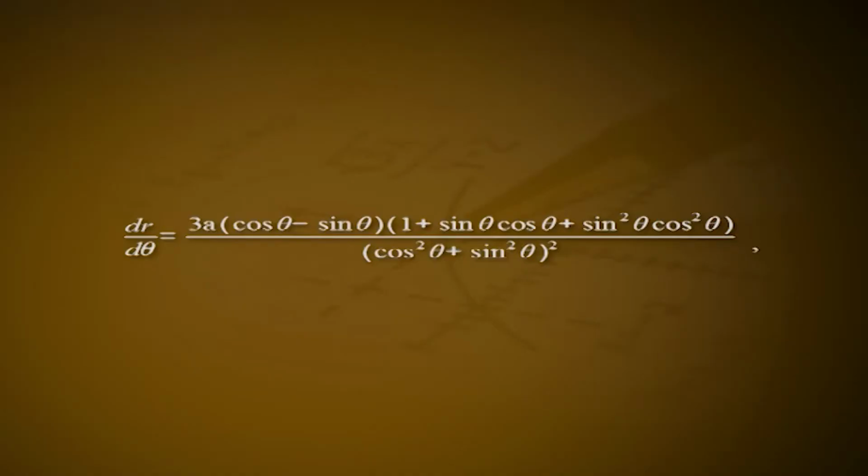dr by d theta is equal to 3a into cos theta minus sin theta into 1 plus sin theta cos theta plus sin square theta cos square theta, all divided by cos square theta plus sin square theta whole raised to 2, which vanishes only when cos theta minus sin theta is equal to 0, that is tan theta is equal to 1, that is theta equal to pi by 4 or 5 pi by 4. For theta equal to pi by 4, r is equal to 3a divided by square root of 2.